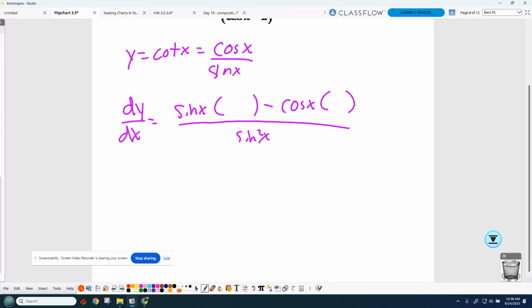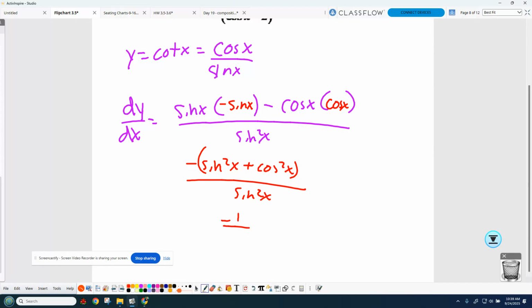Derivative of cosine is positive sine or negative sine? Negative. And derivative of sine is positive cosine. Cool. Derivative of tangent was secant squared. Derivative of cotangent is negative cosecant squared.